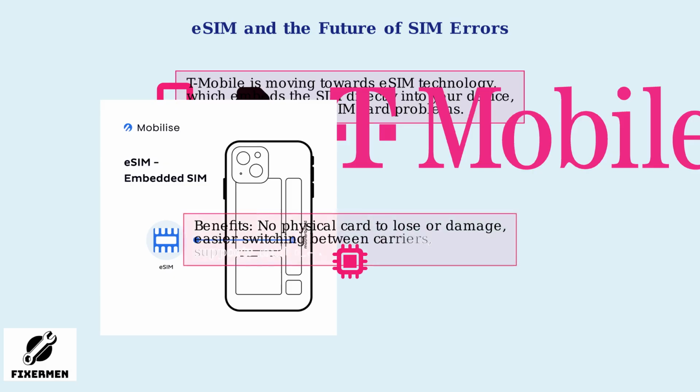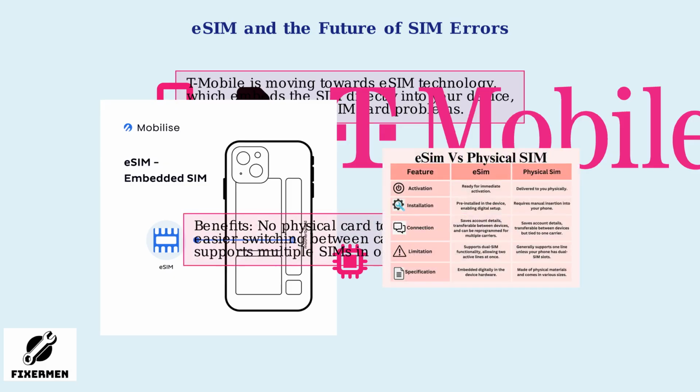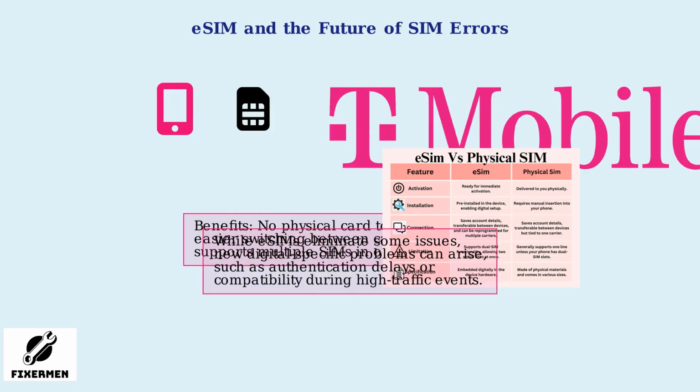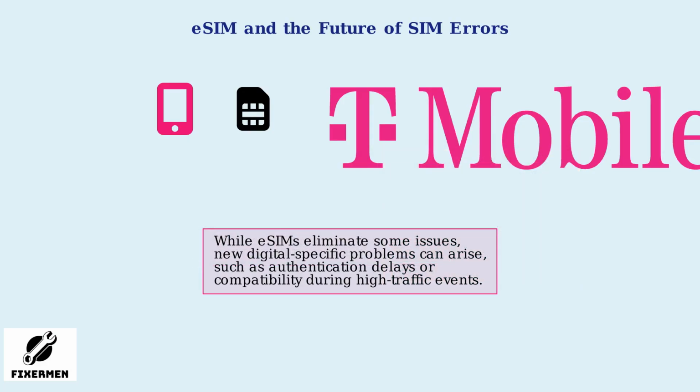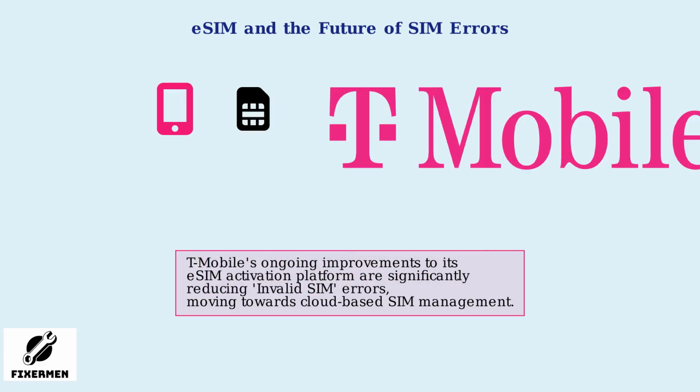The shift to eSIMs offers several benefits, including easier activation, the ability to switch carriers without new hardware, and support for dual SIM functionality. However, eSIMs can introduce new challenges, such as delays in authentication during network congestion or issues with digital provisioning that weren't present with physical cards. Despite these challenges, T-Mobile's investments in improving its eSIM platform are effectively reducing invalid SIM errors. The future points to cloud-based SIM management, minimizing hardware failures entirely.